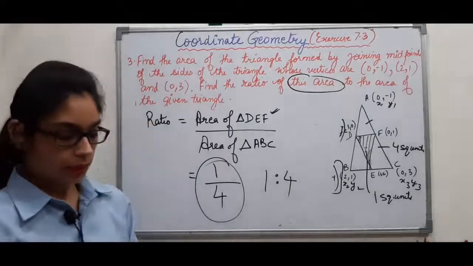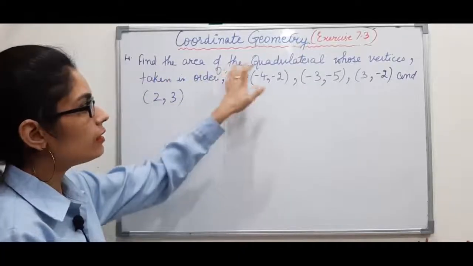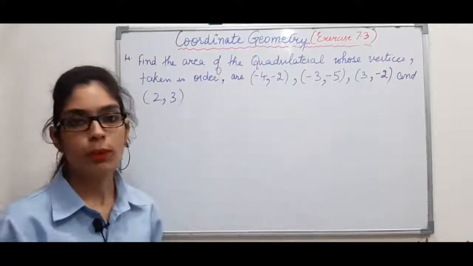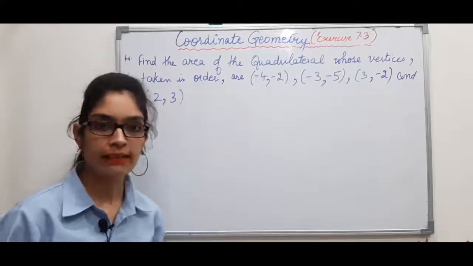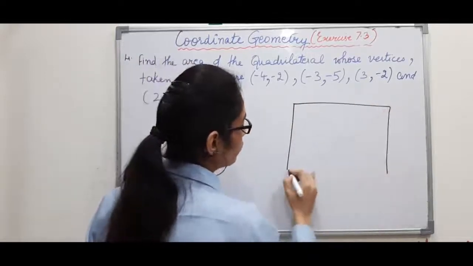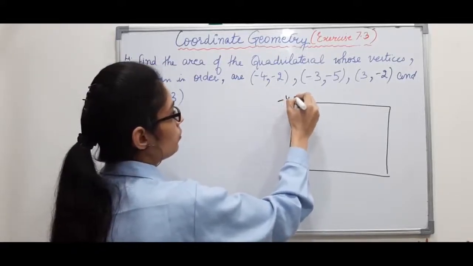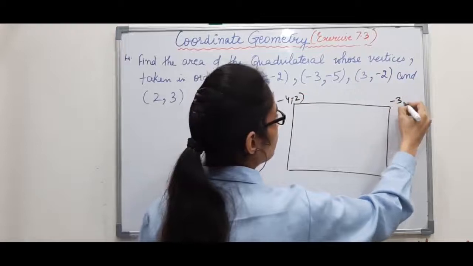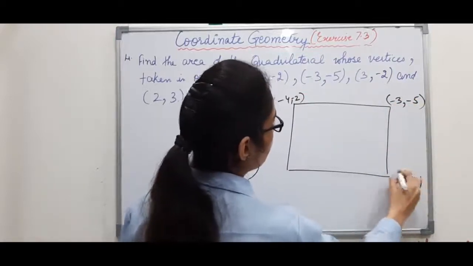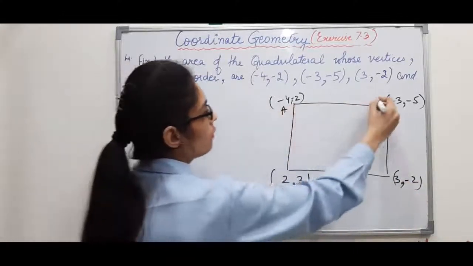Now let's do the next question of this exercise. The fourth question says, find the area of the quadrilateral whose vertices are taken in order. The vertices of a quadrilateral have been given to you, and you have to find its area. A quadrilateral is a four-sided figure. These are the vertices: -4, -2, -3, -5, 3, -2, and you have to take all the vertices in order.